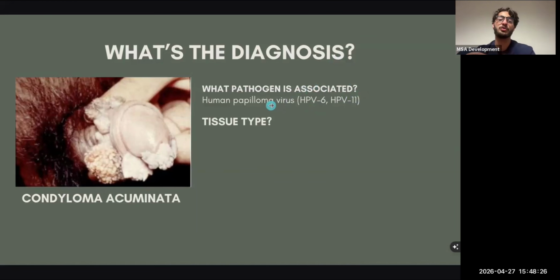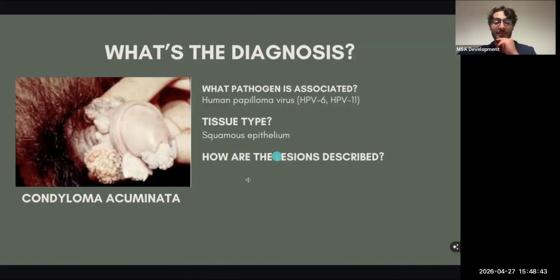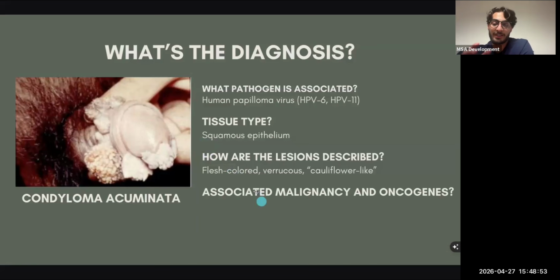Now, what's the type of tissue that HPV loves? You can tell from the name, papilloma. So what type of epithelium can cause a papilloma? Squamous epithelium specifically. Okay. How are the lesions described? These ones specifically are flesh-colored, verrucous, cauliflower-like. This is condyloma acuminata. And then what's the associated malignancy and oncogenes associated with HPV? It's cervical cancer, and E6 and E7 are the genes.